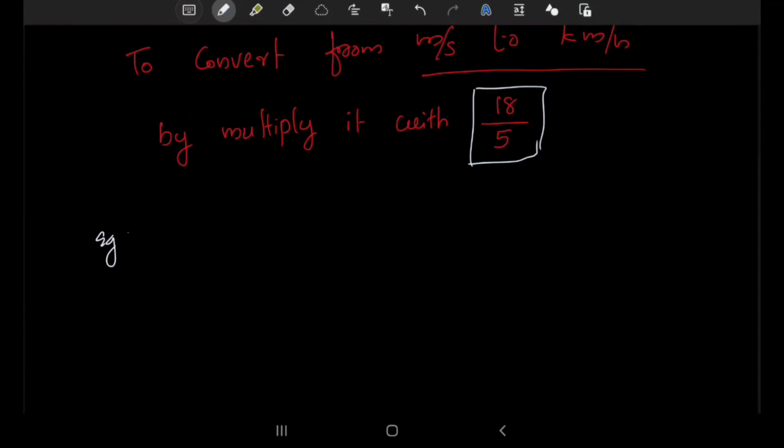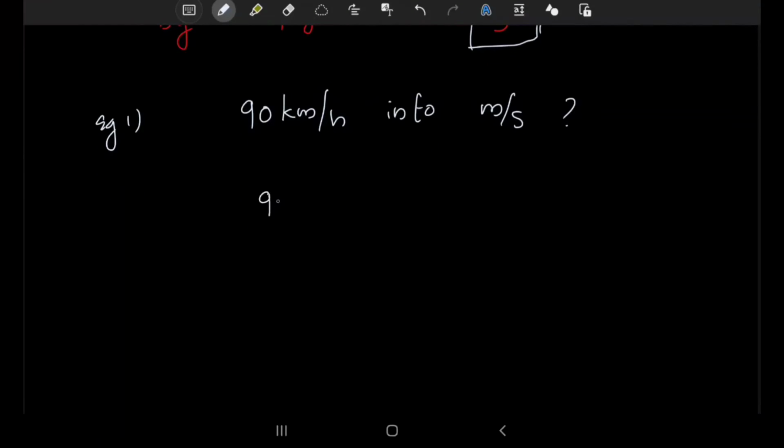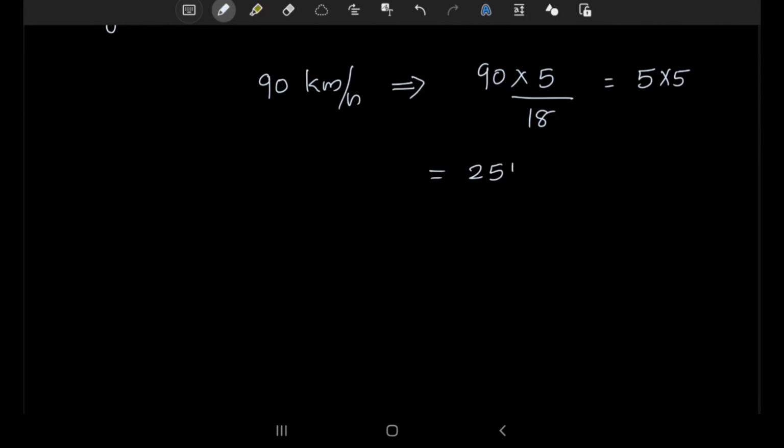Example 1: convert 90 kilometer per hour into meter per second. This is our question. In order to convert the unit from kilometer per hour, we have to multiply 90 with 5 by 18. 90 divided by 18 is equal to 5. So 5 into 5 is equal to 25 meter per second. This is one of our examples.